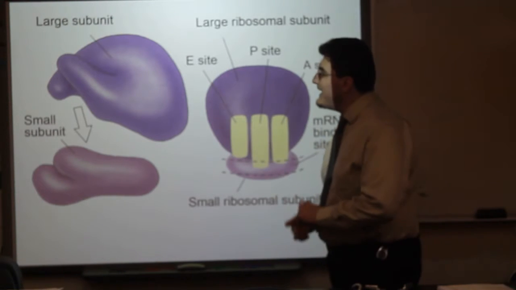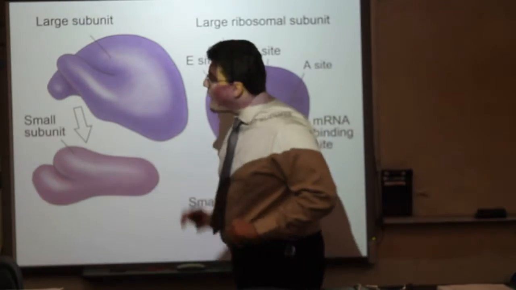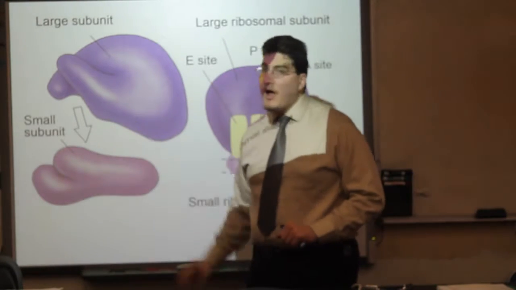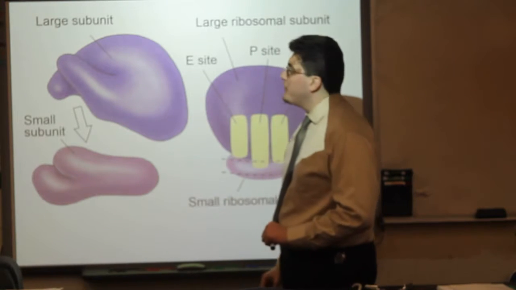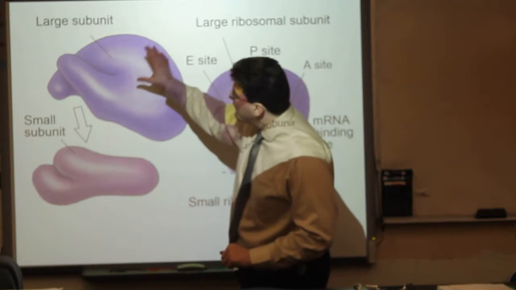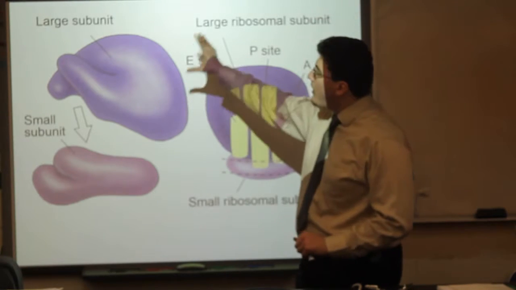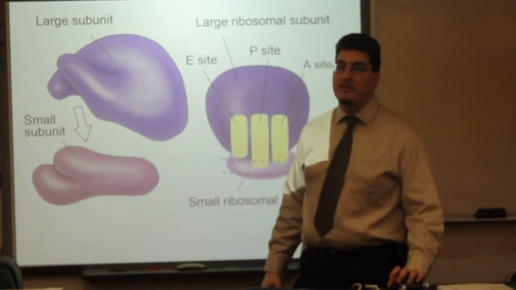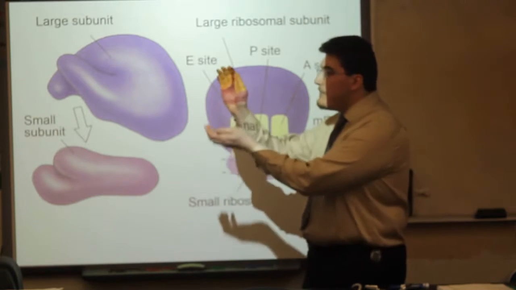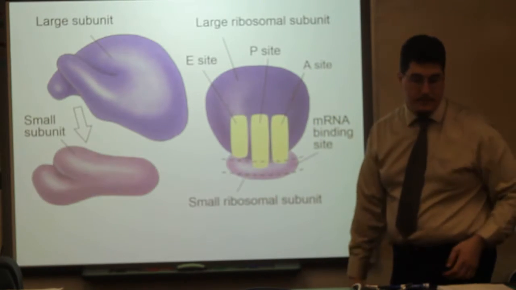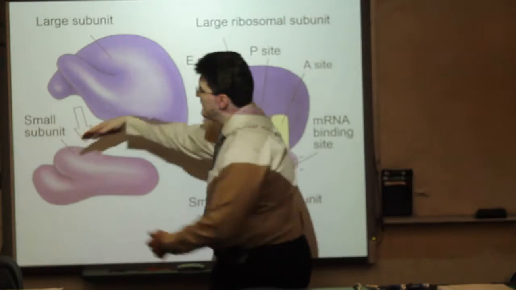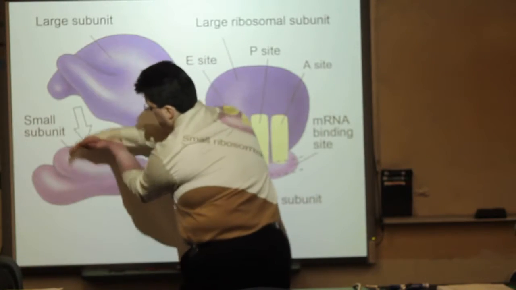So, here are my images. I have my small ribosomal subunit, which is comprised of rRNA and protein. My large ribosomal subunit, which is comprised of rRNA and protein. I call my large and small ribosomal subunits Mr. Clampy. Mr. Clampy clamps down upon the mRNA strand. The mRNA strand, right here.